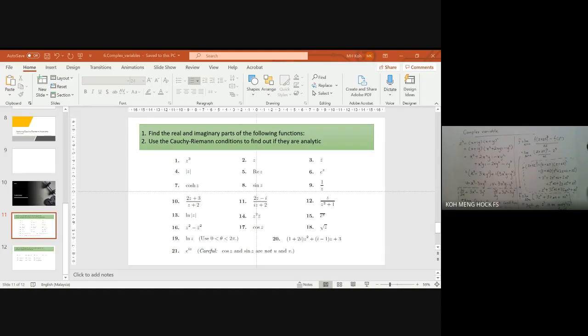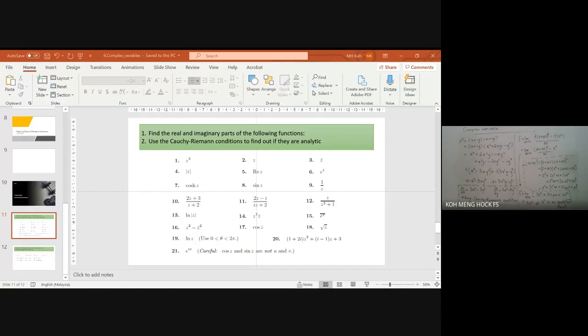Okay, let's just go down a little bit. So here you prove that this is an analytical function. So okay, everyone. Yes. Yes. No. Yes.